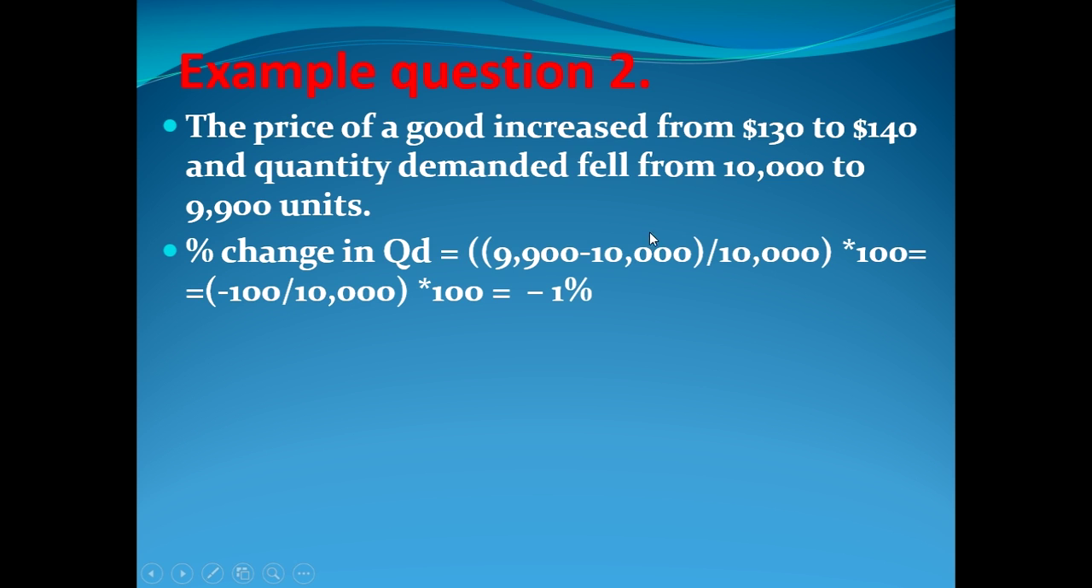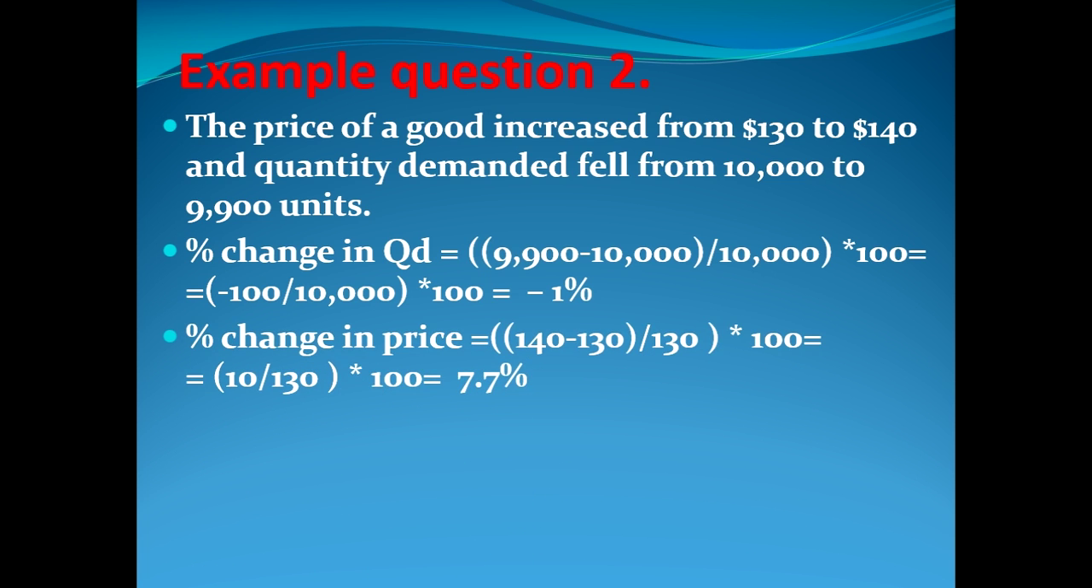We subtract the old value, which is 10,000, from the new value, which is 9,900 units, and we divide this change by the old value, which is 10,000, and after that we convert this to a percentage by multiplying by 100. The percentage change in quantity demanded is minus 1%. After that, we can calculate the percentage change in price in a similar way. So, we subtract the old value from the new value, divide this change by the old value, and multiply by 100. The result is 7.7%. So, the percentage change in price is 7.7%.